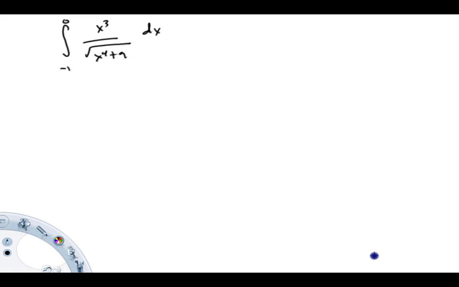The purpose of this video is just to give another example of how to use what are generally called u substitutions to simplify an integral down. So what we're going to work here is the integral from minus 1 to 0 of x to the third over the square root of x to the fourth plus 9 dx.